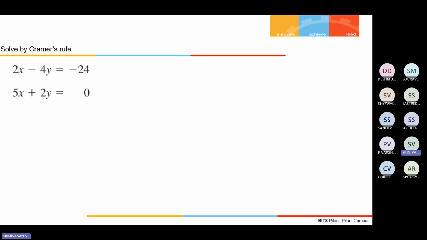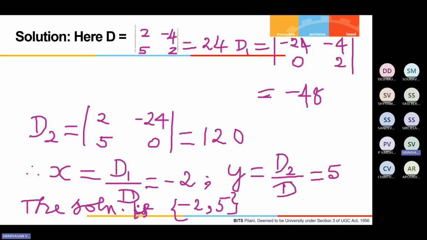Then you need to find Dx to find the value of x as Dx by D, and Dy, the determinant, divided by D gives you the value of y. Of course, this author uses, instead of Dx and Dy symbols, D1 and D2. So it is shown on the next slide. D we already found, 24.